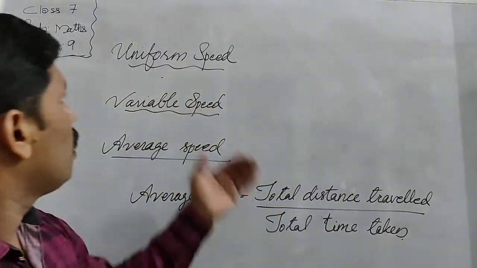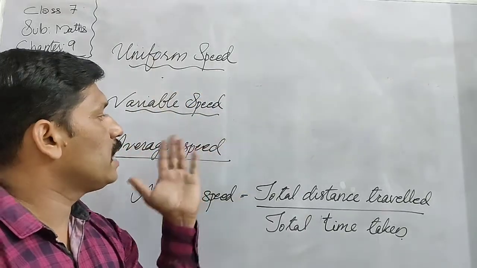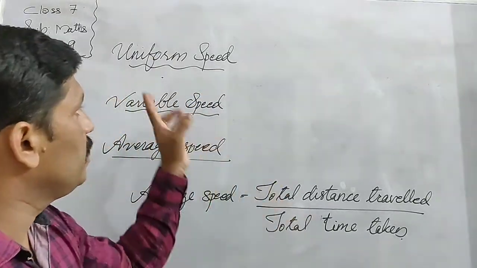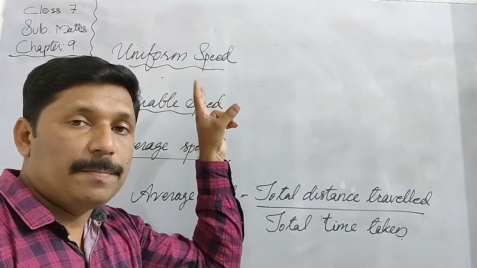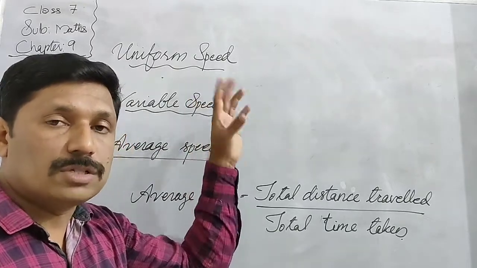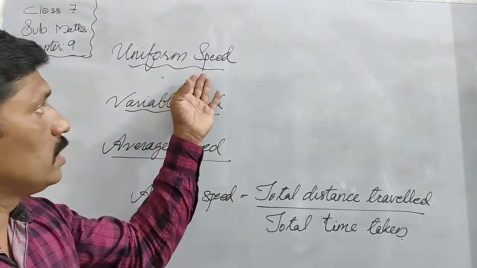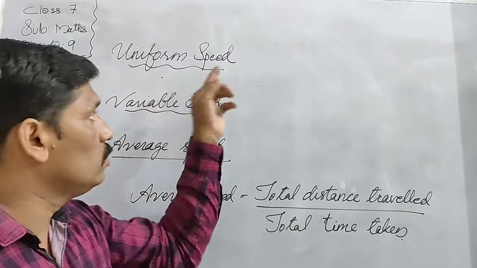So students, uniform speed, variable speed and average speed. Uniform speed means if an object or a body covers an equal distance in an equal interval of time, then it is called uniform speed.